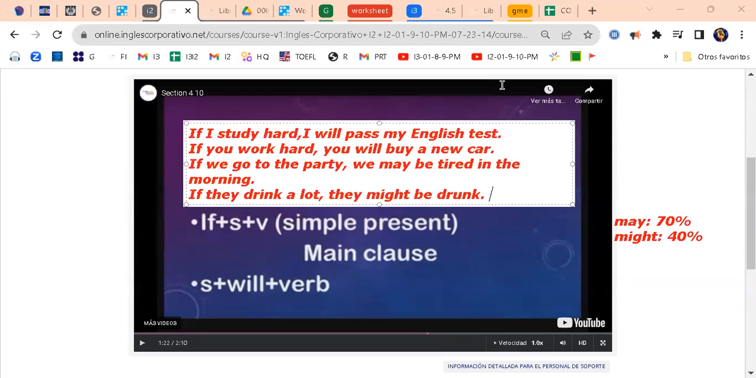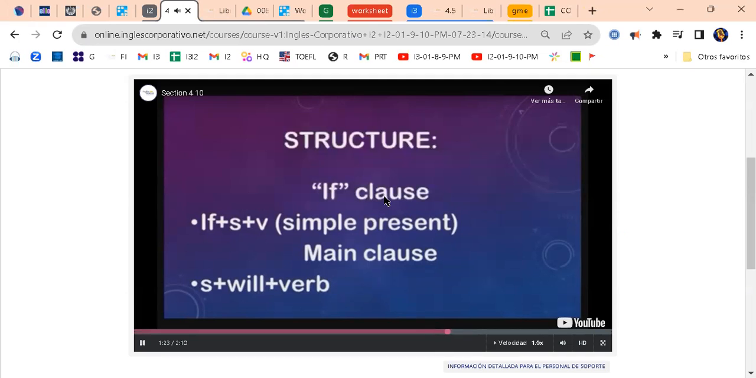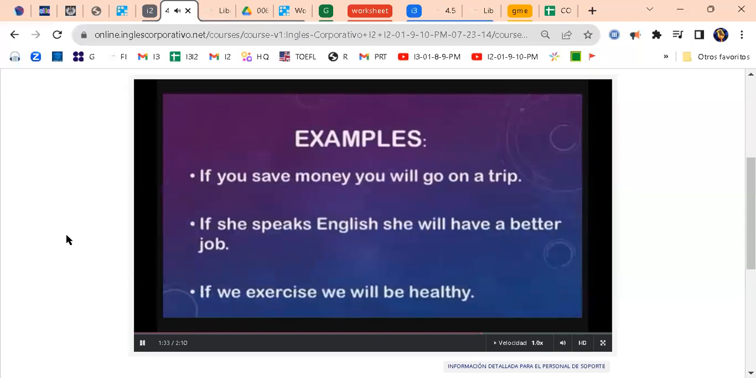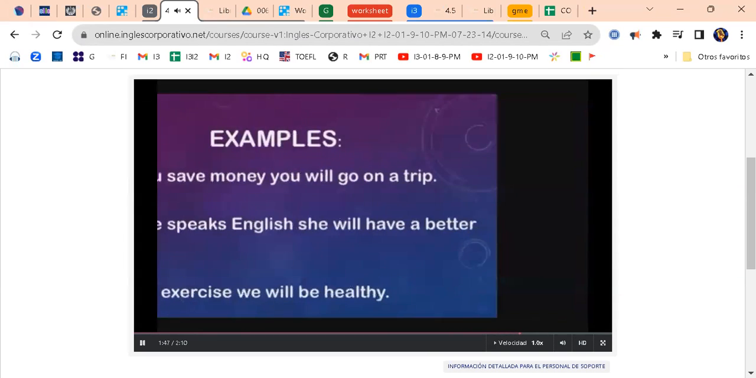Okay, so let's continue, guys, with some more. Well, let's finish the video. If clause, if plus subject plus verb in simple present, main clause, subject plus will plus verb. Let's work on more examples. If you save money, you will go on a trip. If she speaks English, she will have a better job. If we exercise, we will be healthy. All of these examples show a possibility of what might happen if.